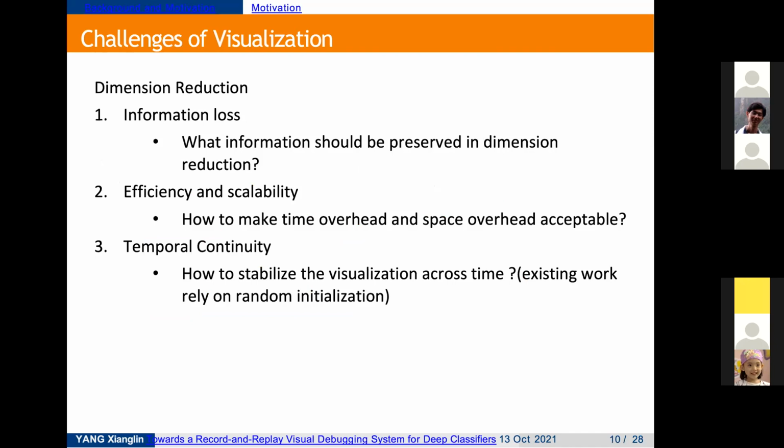And then the visualization problem naturally becomes a dimension reduction problem. The first challenge is that there must be some information loss during the dimension reduction. But what information should we preserve is a problem. And the second is the efficiency and scalability.